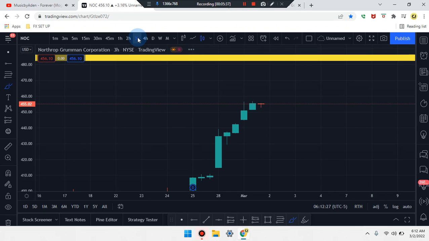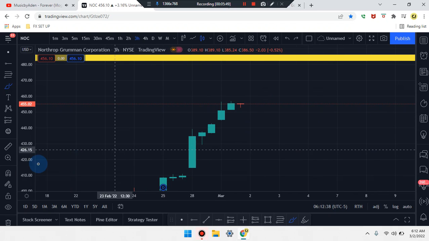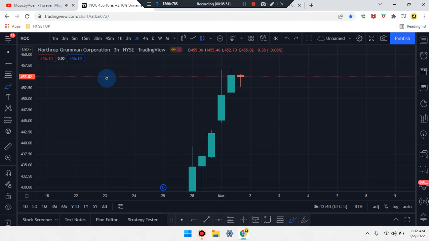Headed down to the 3 hour time frame to see what's going on. Price action, second last candle, third to last candle, creating that triple top, three pushes to the top of that area. Price action there's a little doji on that top. It's a little wick at the top of that price.